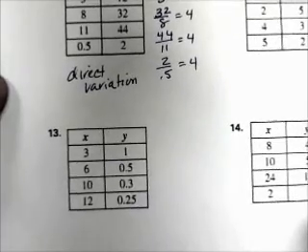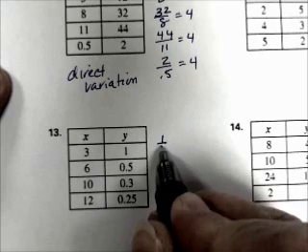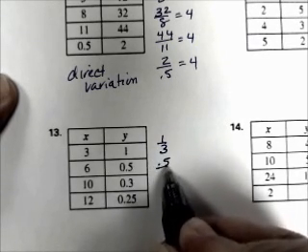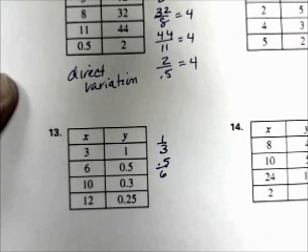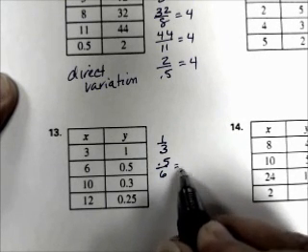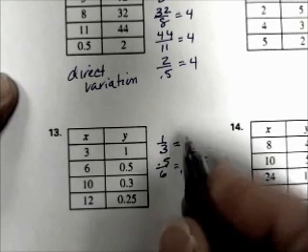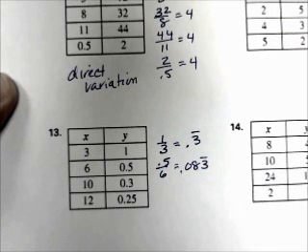And 13, I'll try the same. I'll first try dividing. 1 divided by 3 is simply 1/3. Is 0.5 divided by 6 the same? Use the calculator if need be. 0.5 divided by 6 is 0.083 repeating, and 1/3 is equivalent to 0.3 repeating, so that's no. Abandon the direct variation.